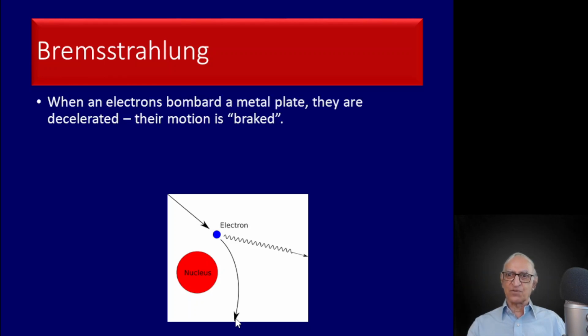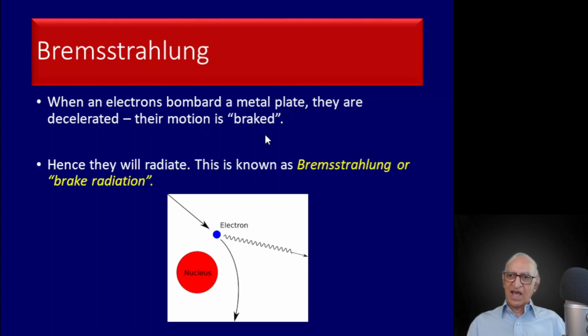This is Bremsstrahlung. When electrons bombard a metal plate, for example, they are decelerated, their motion is braked, and they will radiate. This is known as Bremsstrahlung, or in English translation, brake radiation.